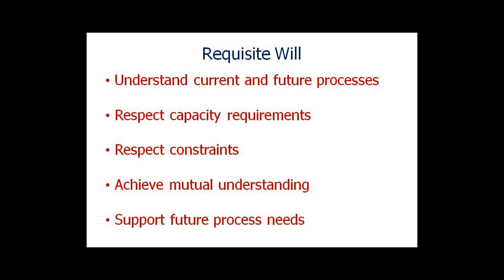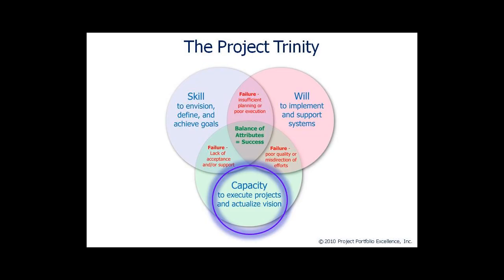The last entry on the list is support future process needs. Every time that we implement a project, we're changing some aspect about the way the daily work is performed. We depend on the people that perform those processes to change the way they do their daily work. If they choose not to do that, if they continue to do their work the way they always have, then we're not likely to see the benefits that we expected from the project that we put so much time and effort into executing. The attribute that's most often overlooked is capacity.